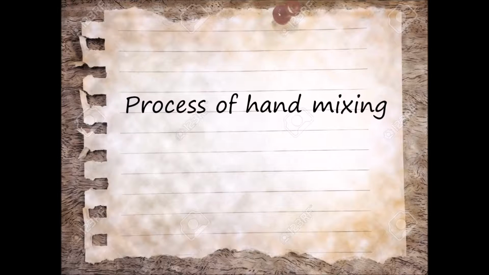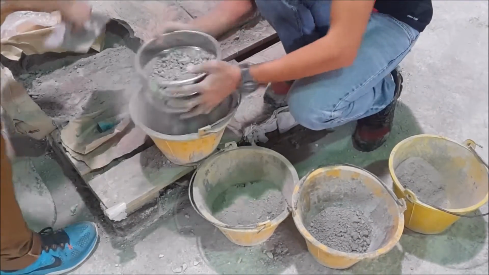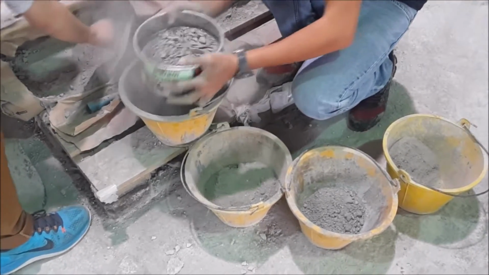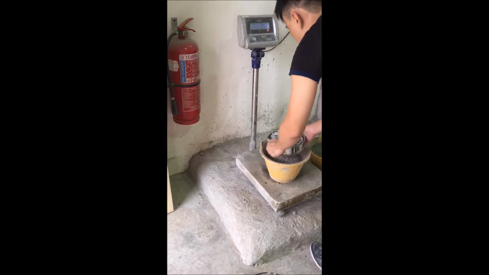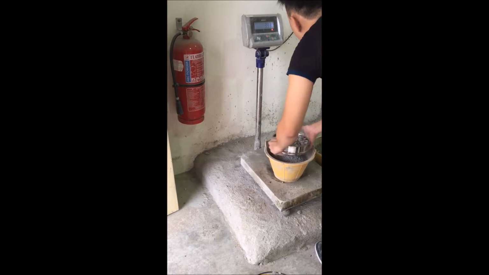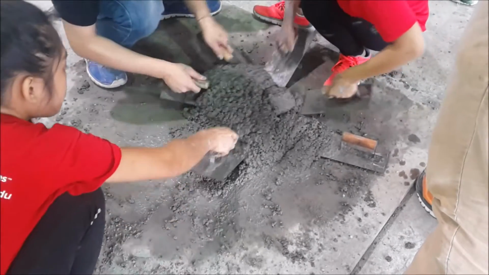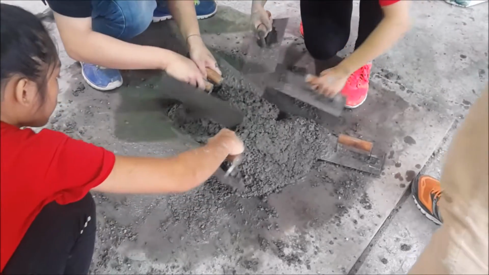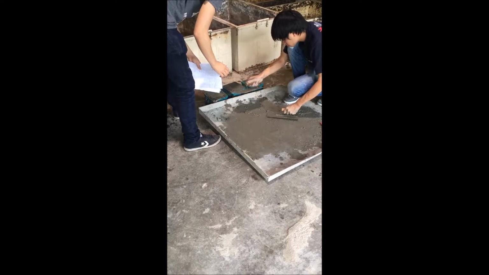These are the processes of hand mixing the concrete. First of all, the concrete is cleared of any hard objects such as stones. After that, the concrete is weighed according to the required weight. Then the concrete is mixed together with a little bit of cement, sand, and aggregate and a little bit of water. Lastly, the concrete is placed for testing.